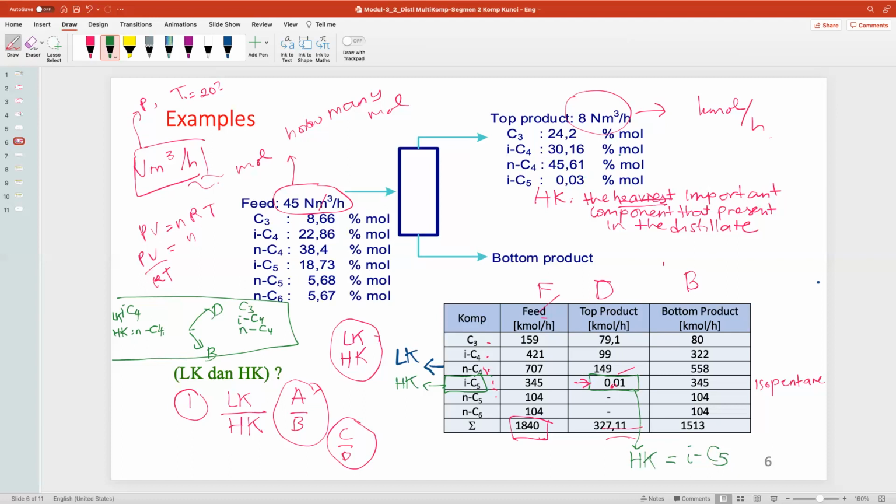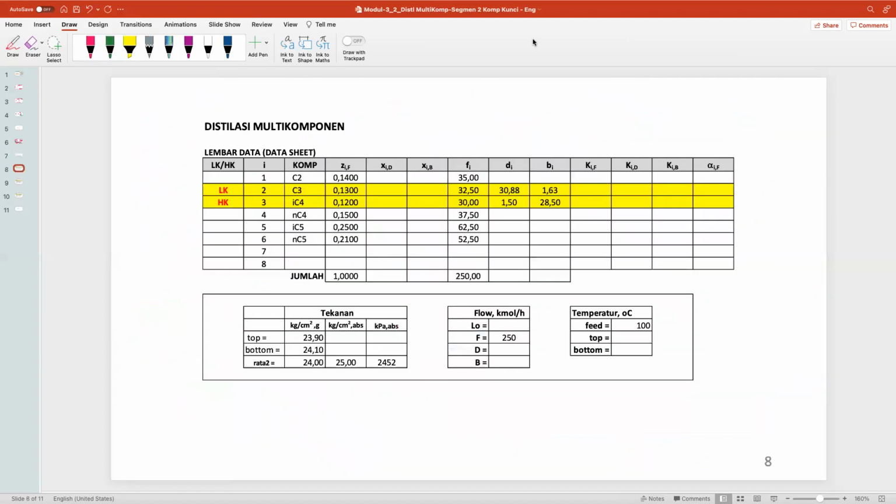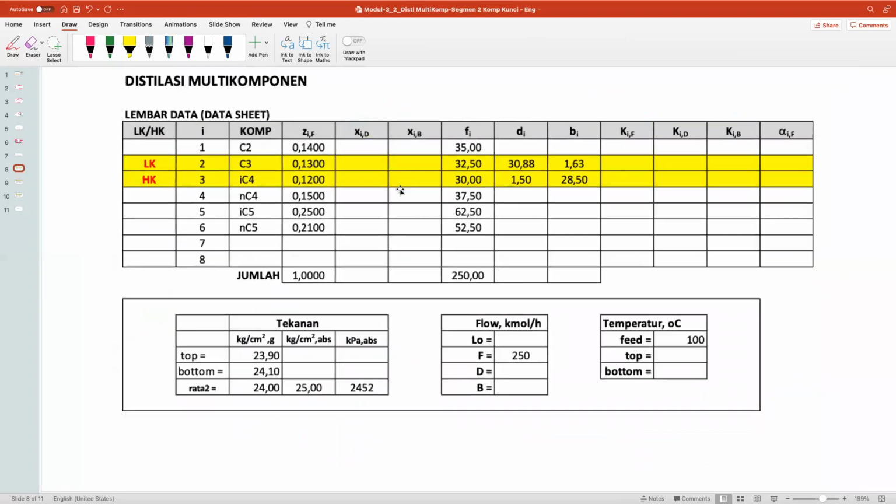How about that, Kevin? Yeah, I kind of understand it. Yeah. Let's have a look at the next slide, about a practice. Let's have a look at this one.